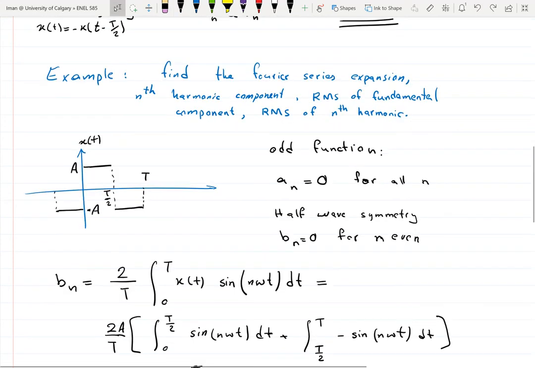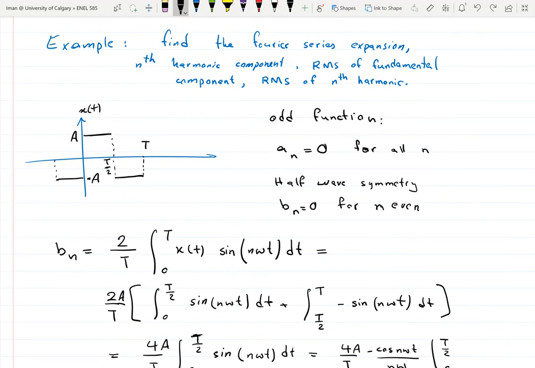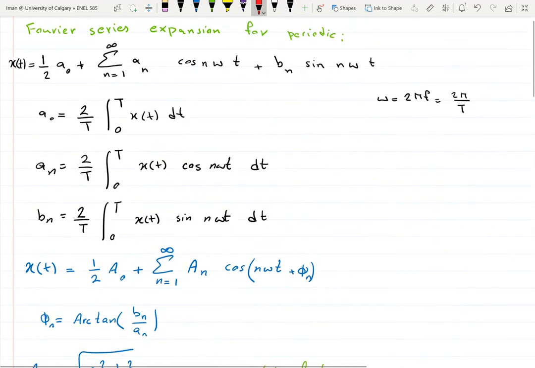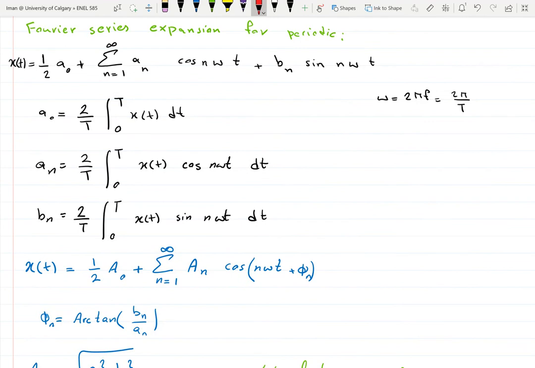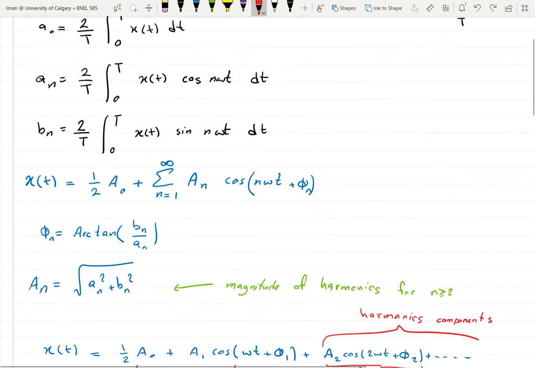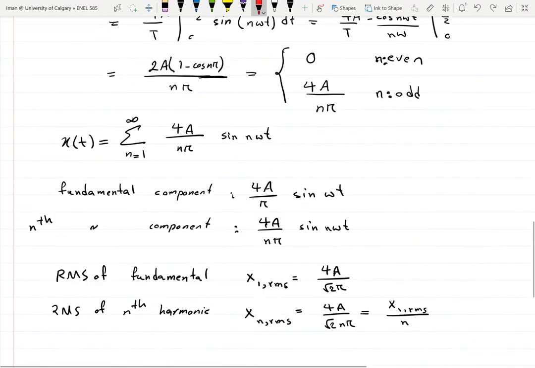Okay, as you can see here, this is an odd function, and when we have an odd function, what did we say? We said a of n is 0 for all n. So I know that a of n is 0, so I don't need to calculate this. First of all, I'm going to write the Fourier series expansion. So I need to find a of 0, a of n, and b of n. Because it's an odd function, I know that a of n is 0, and then a of 0 is 0 as well. So the only thing that I need to find is b of n in order to find my Fourier series.